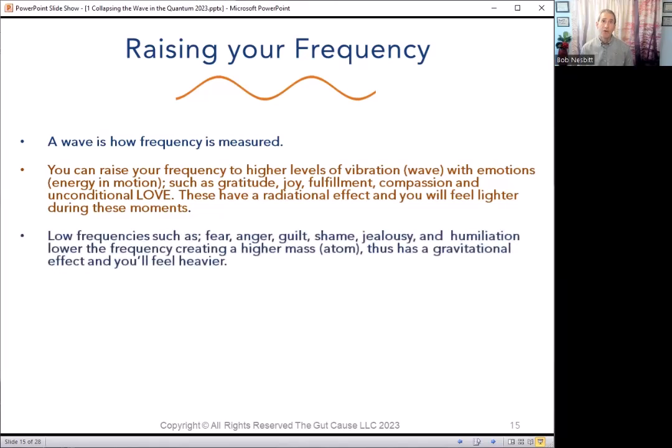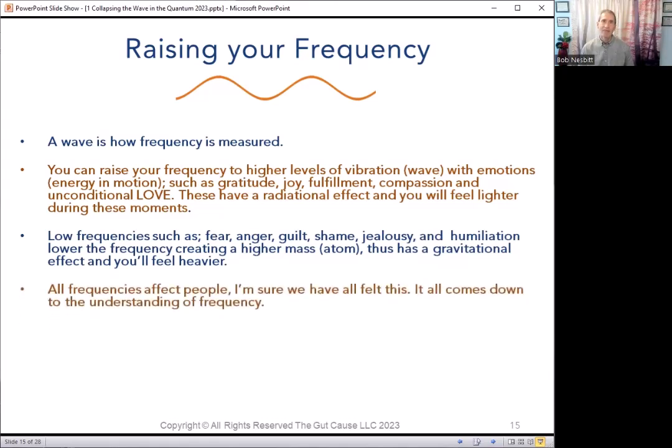Now, if you have a low frequency, such as fear, anger, guilt, shame, jealousy, humiliation, all of that stuff has a low frequency. When you lower the frequency, the higher the mass. Therefore, it has gravitational effect, not radiational effect. So you'll feel heavier. You don't have to validate this, as it's how you feel. And I'm sure we all have felt this. And this all comes into understanding frequency.